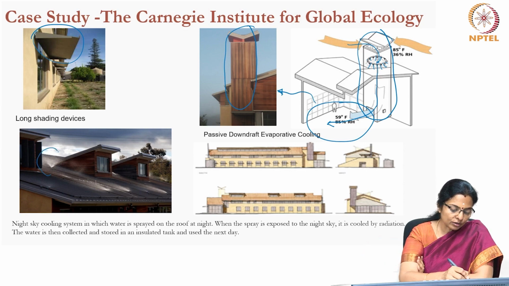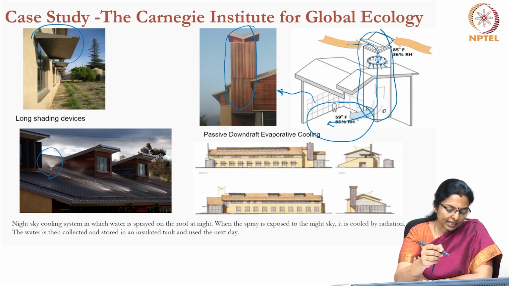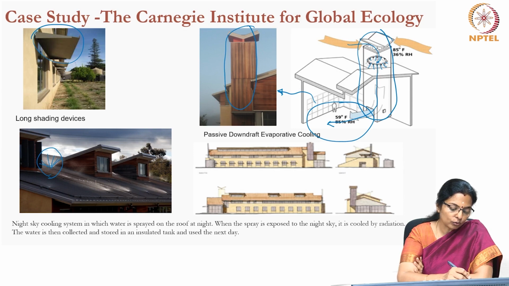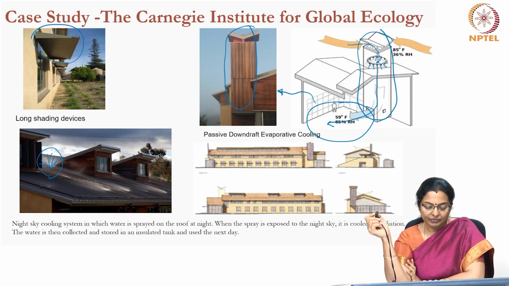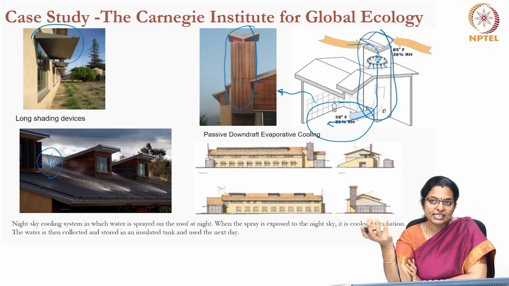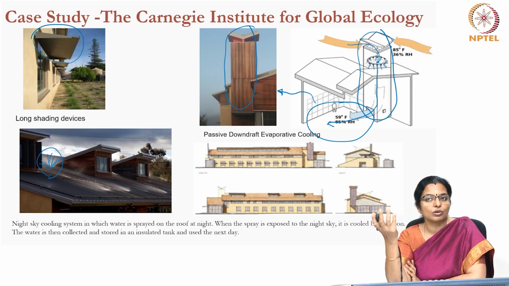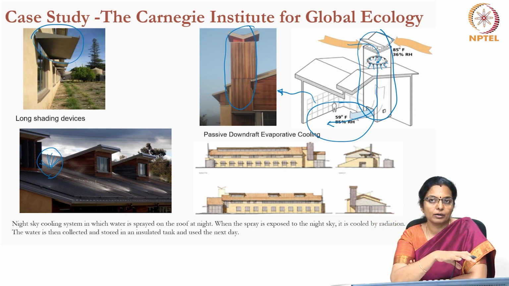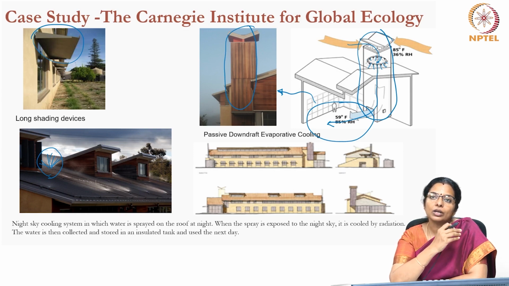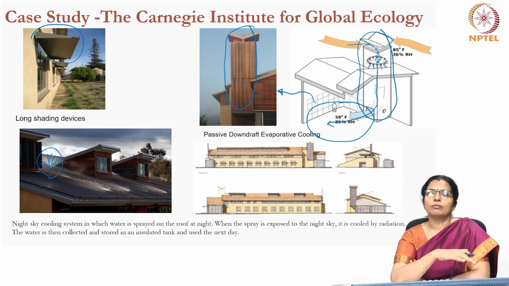Then it also uses evaporative cooling, whereby a night sky cooling system is used, in which water is sprayed on the roof at night. When the spray is exposed to the night sky, which is already cool, that cools this water and the roof's temperature gets reduced, and therefore during the day when the outside is warm, the already cooled roof passes its chillness to the room below.